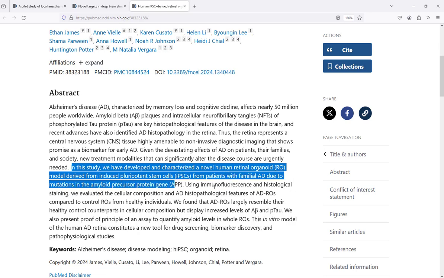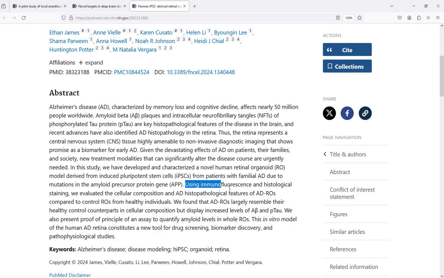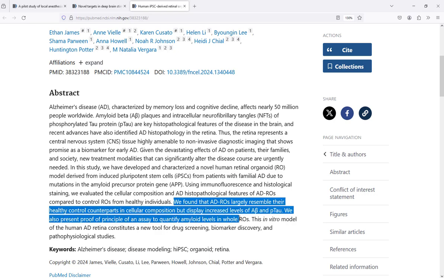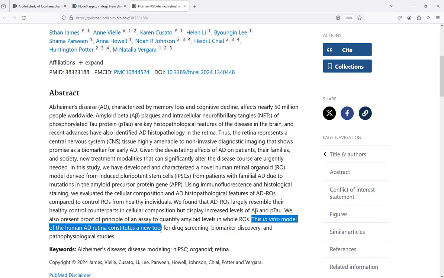And then you can see she goes into methods using immunofluorescence and histological staining, right? AD-RO to control ROs, which is human. They're using human retinal organoids, stem cell derived. And then you can see a little bit of the results here. And this is the impact. This is a new tool for drug screening, biomarker discovery, and pathophysiological studies. Wow. So in this case, you put the punch at the very end of the abstract. And like I said, the punch can kind of go anywhere. Let's look at one more.